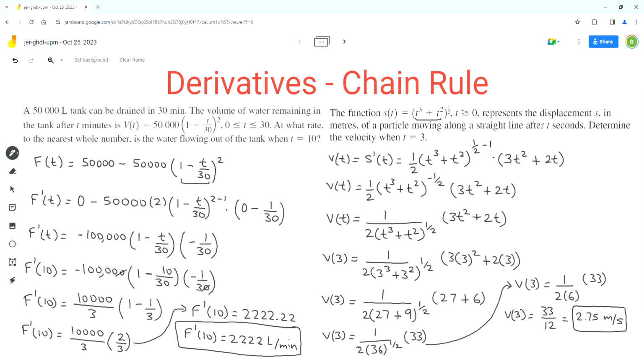So these are the steps you have to keep in mind to solve this type of problem. Since we are given the position function, we just have to find the derivative of the position function to get the velocity function, and then we sub in t equals 3 to get the velocity at t equals 3.